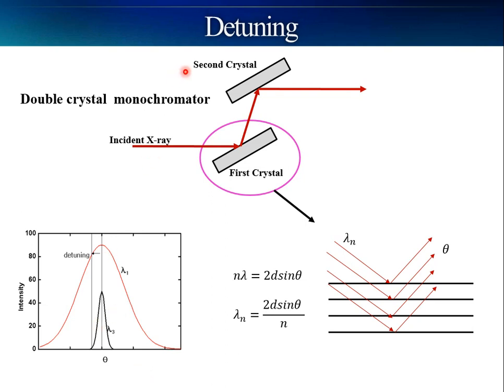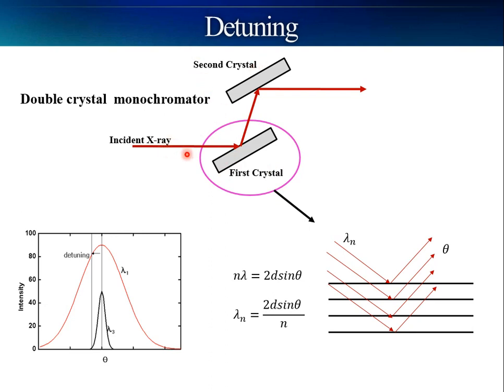Let me describe the detuning process. After energy calibration, we must make a detuning process. The detuning process is to remove high order frequency modes. Look at this figure, which is a double crystal monochromator. The double crystal monochromator consists of a first crystal and a second crystal.